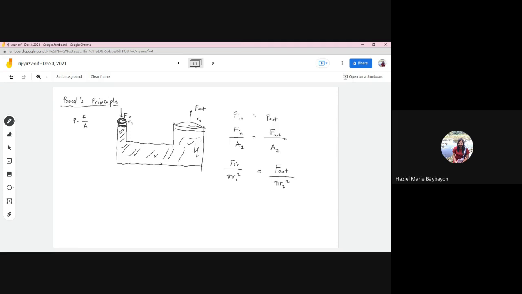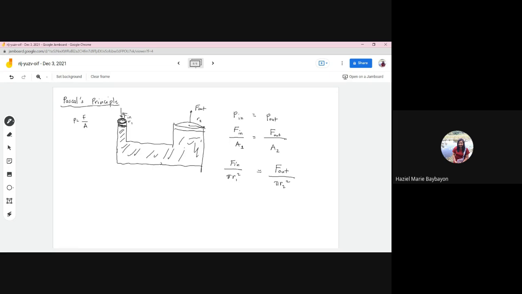So that is actually hydraulics, and it is governed by Pascal's principle. The same goes for the bus, when the driver opens the door, they just press a button and the door opens. So, Pascal's principle.